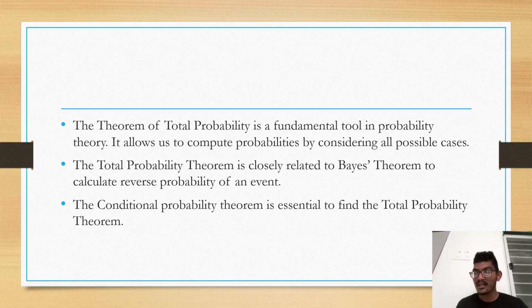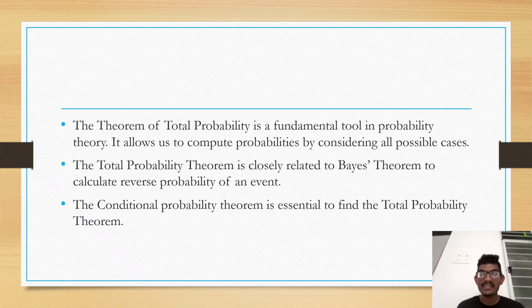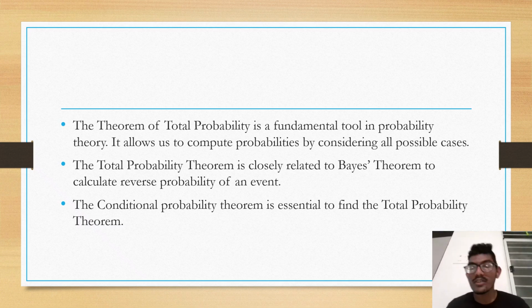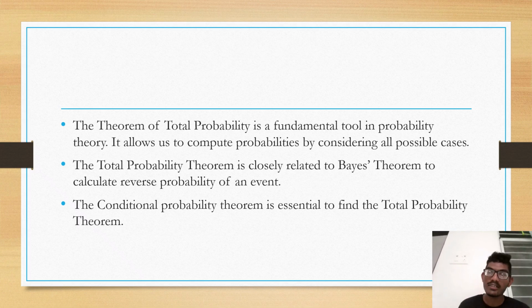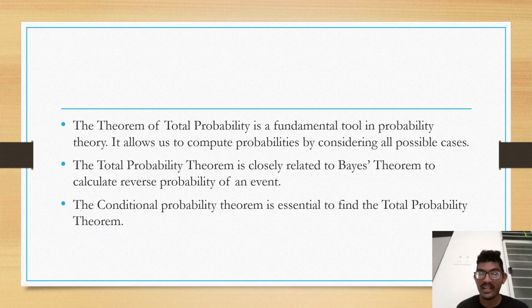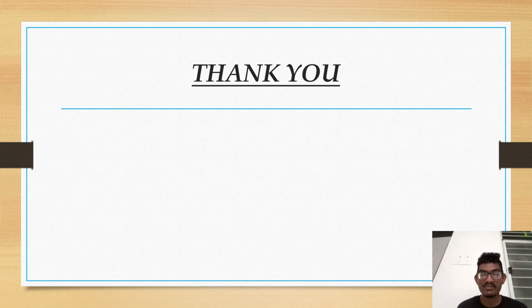When we use Bayes theorem for problems, we have to use conditional probability and the total probability theorem. The total probability theorem, Bayes theorem, and conditional probability are mostly interlinked in PDSP. Conditional probability is essential to find the total probability, because we find the total probability by using conditional probability. When using Bayes theorem, both the total probability theorem and conditional probability are essential. Thank you for giving me this opportunity to talk about the total probability theorem.